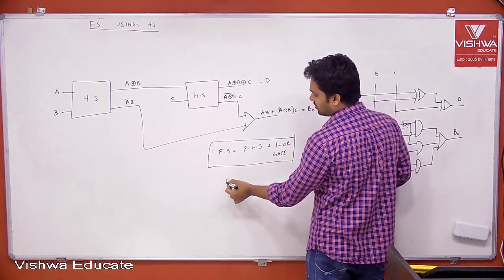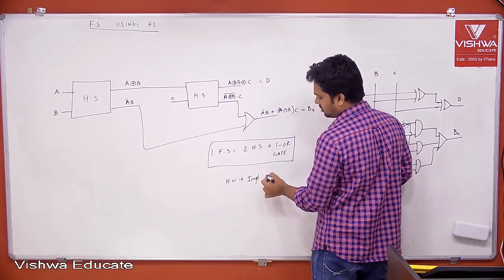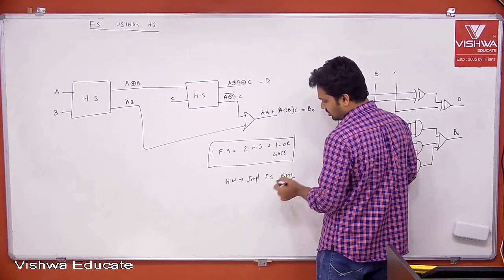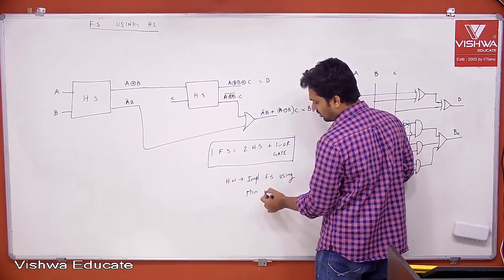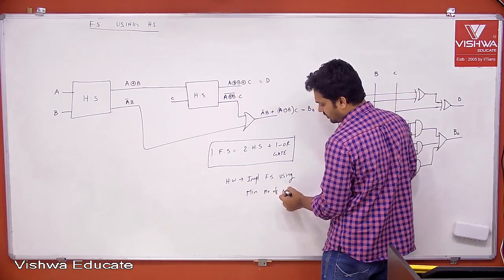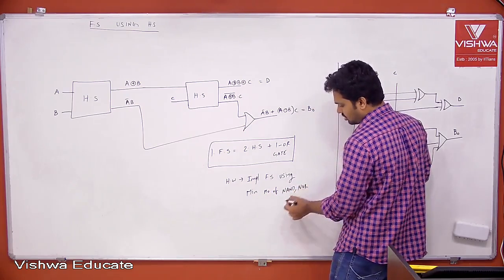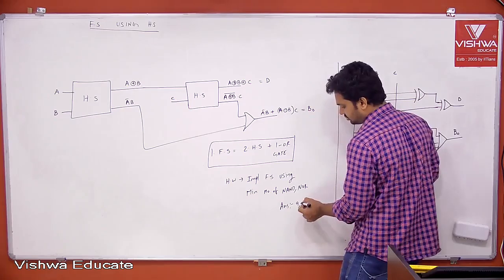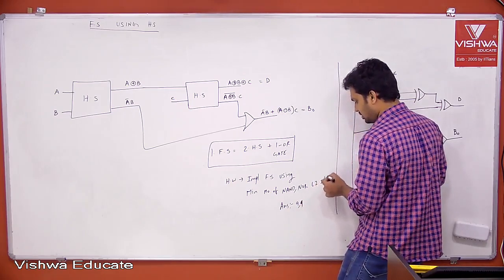So try one part as a homework. Implement full subtractor using minimum number of NAND and NOR. Answer: 9, 9. 2 input. But please listen.